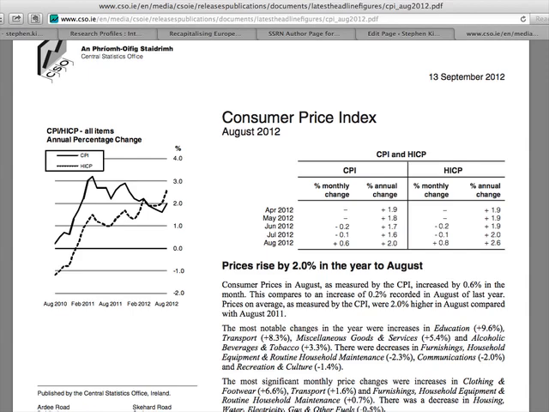Petrol, very good. So petrol prices. Does Ireland have any control over petrol prices? No. Why? Because we don't have any oil fields. Yet. So miscellaneous goods and services and alcoholic beverages and tobacco.